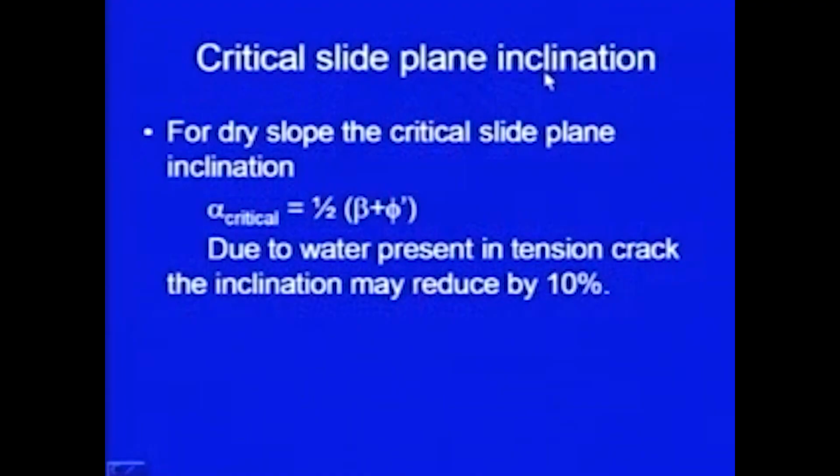Also, we can find out the critical slide plane inclination. For dry slope, the critical slide plane inclination comes out to be, again we have to do the differentiation. I am not showing the computations here. So, alpha critical comes out to be half of beta plus phi dash. This is the case for dry case, and roughly if water is there, then this inclination may reduce by 10%.